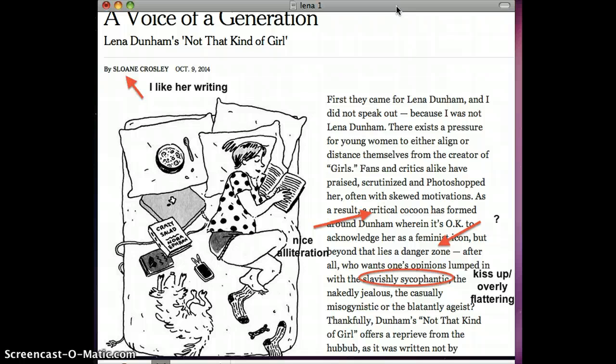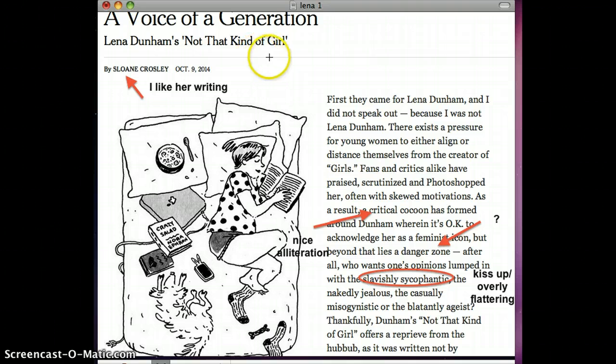The first suggestion I give to my students is to pick an article that interests them. Especially when you're first starting out to annotate, it definitely helps to be interested in the content. So I picked A Voice of a Generation, Lena Dunham's Not That Kind of Girl.